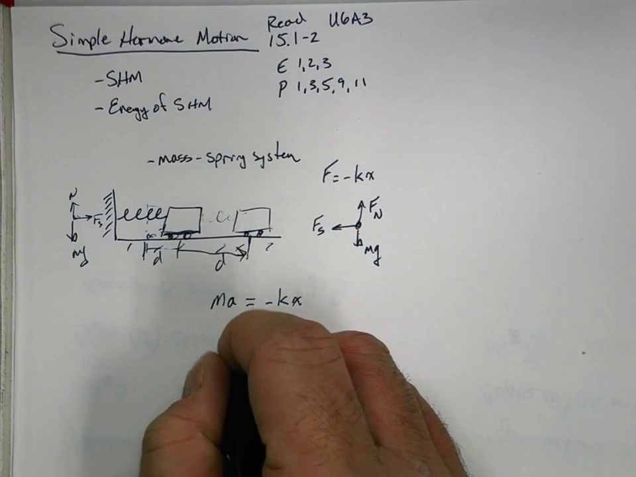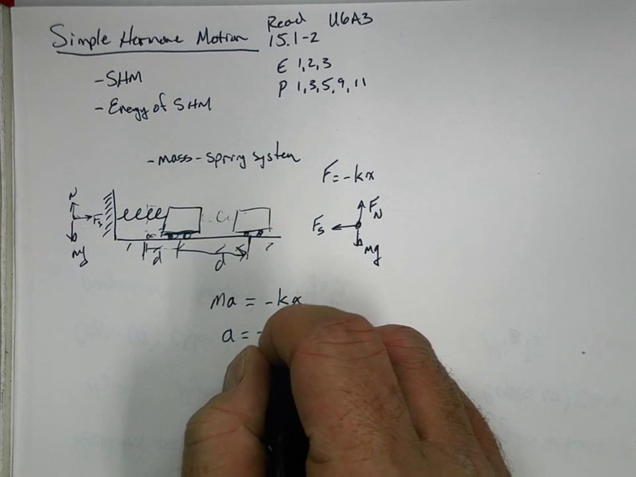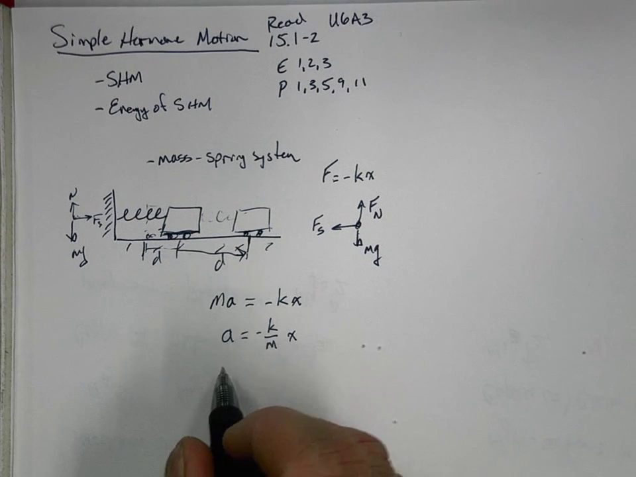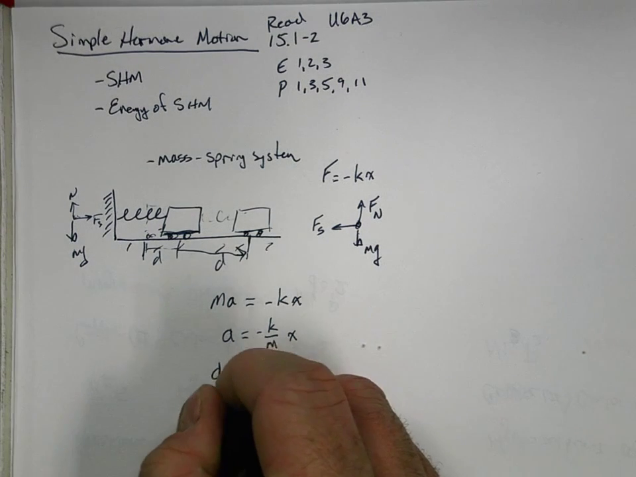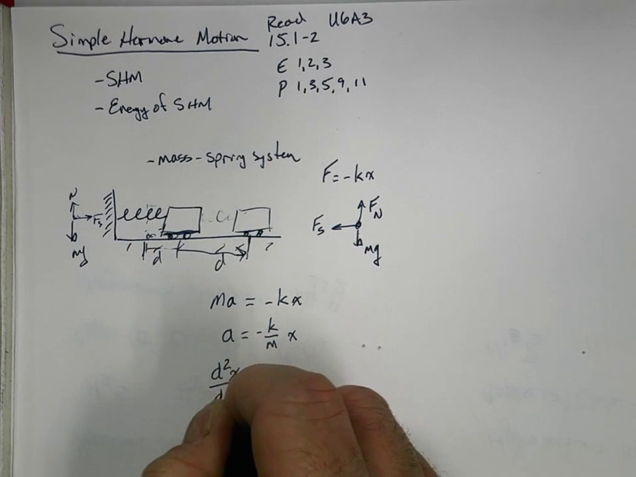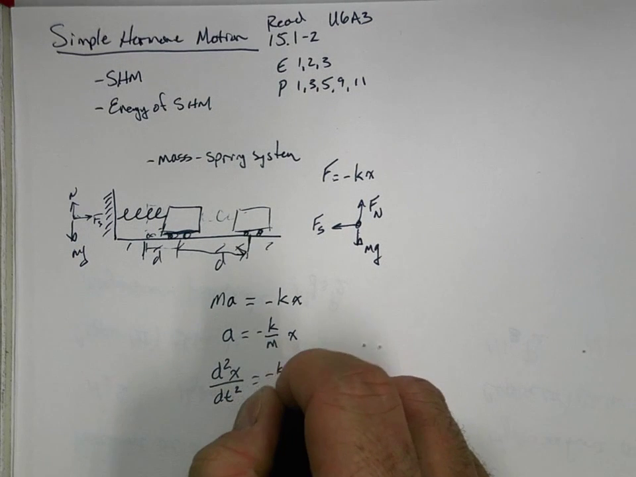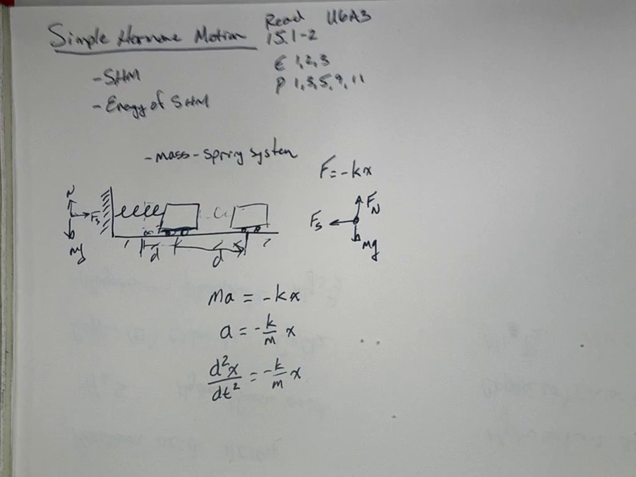Our acceleration would then be equal to our spring constant divided by our mass times our distance, with a negative sign. You follow that? How is acceleration related to displacement? It's the second time derivative of displacement. So we can rewrite our acceleration as d squared x over dt squared equals negative k over m times x.